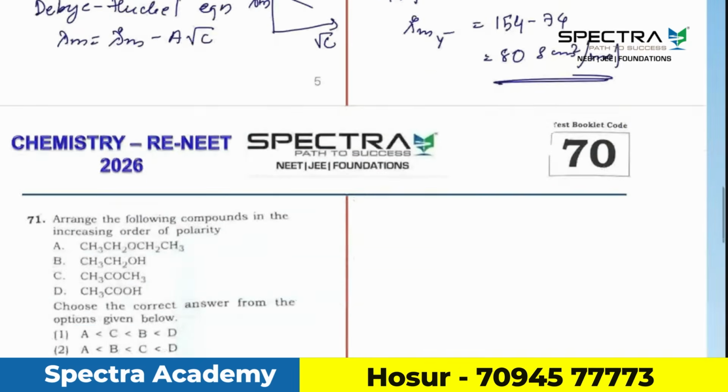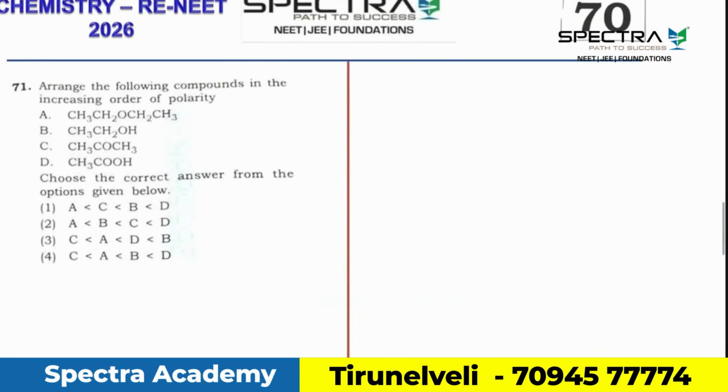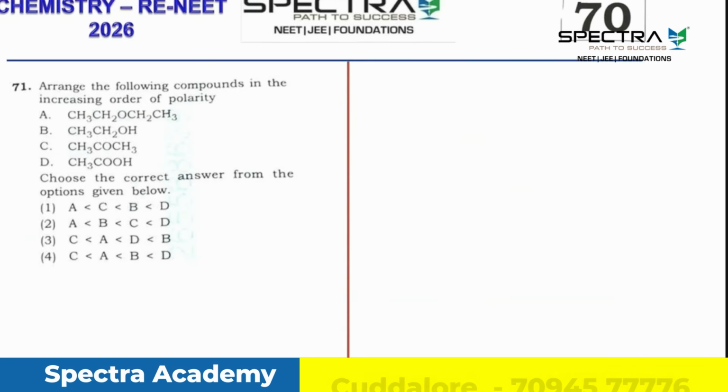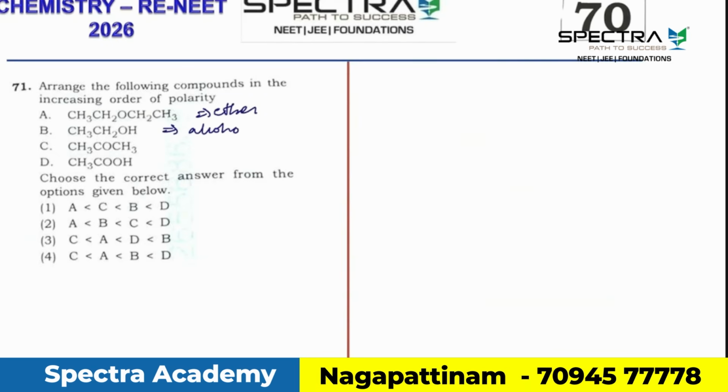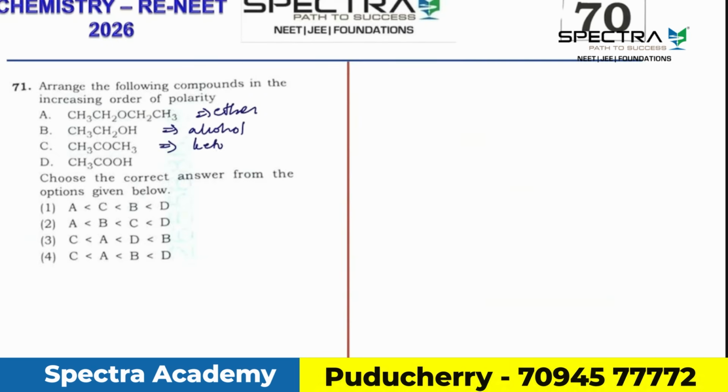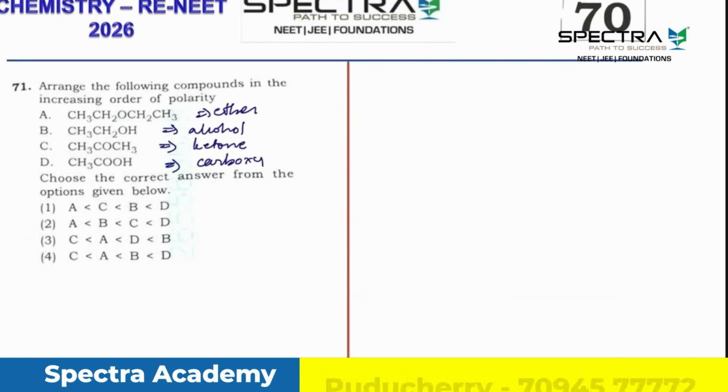Next, question number 71. Arrange the following compounds in increasing order of polarity. So let's check the compounds they have given. The first compound is diethyl ether, which is an ether. Second one is ethanol, which is an alcohol. Third one is acetone, which is a ketone. And the last one is acetic acid, which is a carboxylic acid.